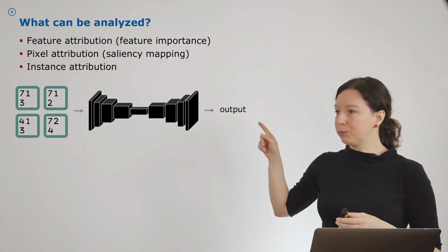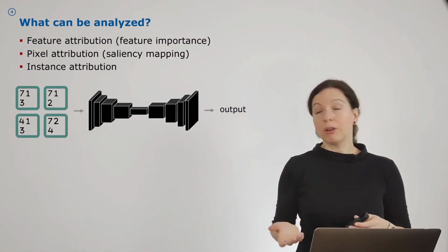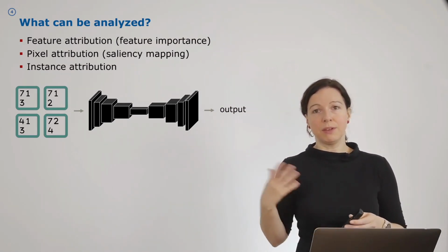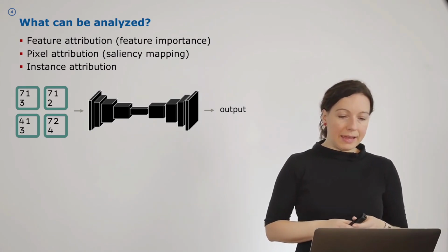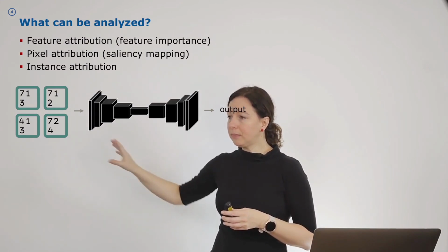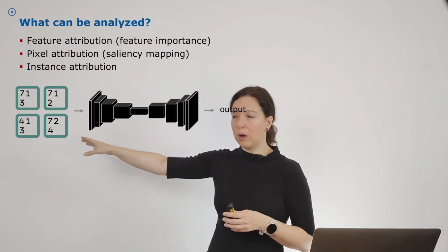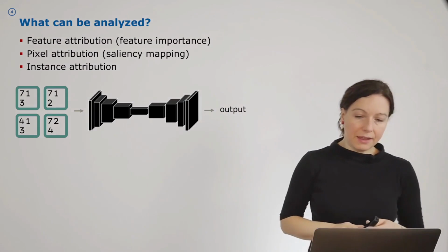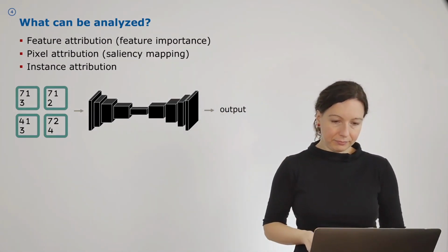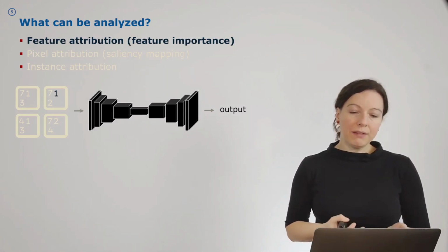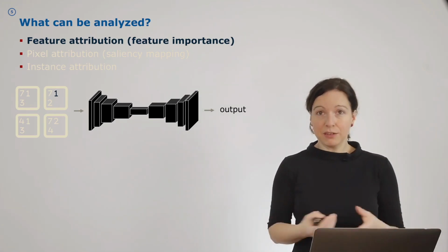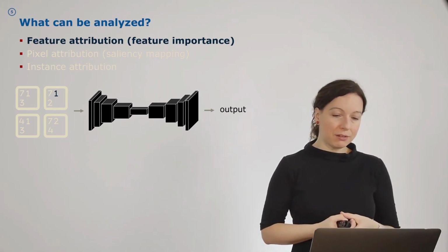And you have some output like a regression output, that means a continuous output, or a class output, that means you have a discrete output. In these illustrated data instances, one box is one data instance, and the numbers represent the data, that means the features. Today we will have a look at feature attribution and also pixel attribution, but first of all feature attribution for single instances.